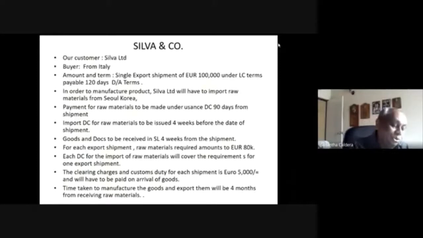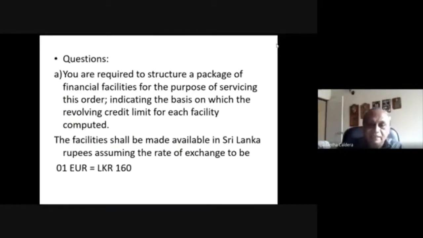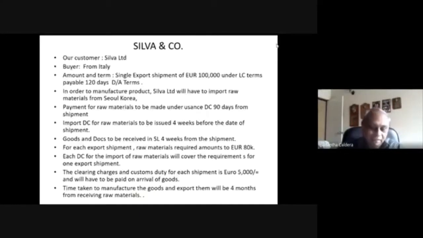The euro 80,000 into 2 is 160,000, into 160, the euro rate. On the other page, yes, it is 160. Then 160 into 160,000 is 25.6 million. 25.6 million. Right? Then the facility number 2.